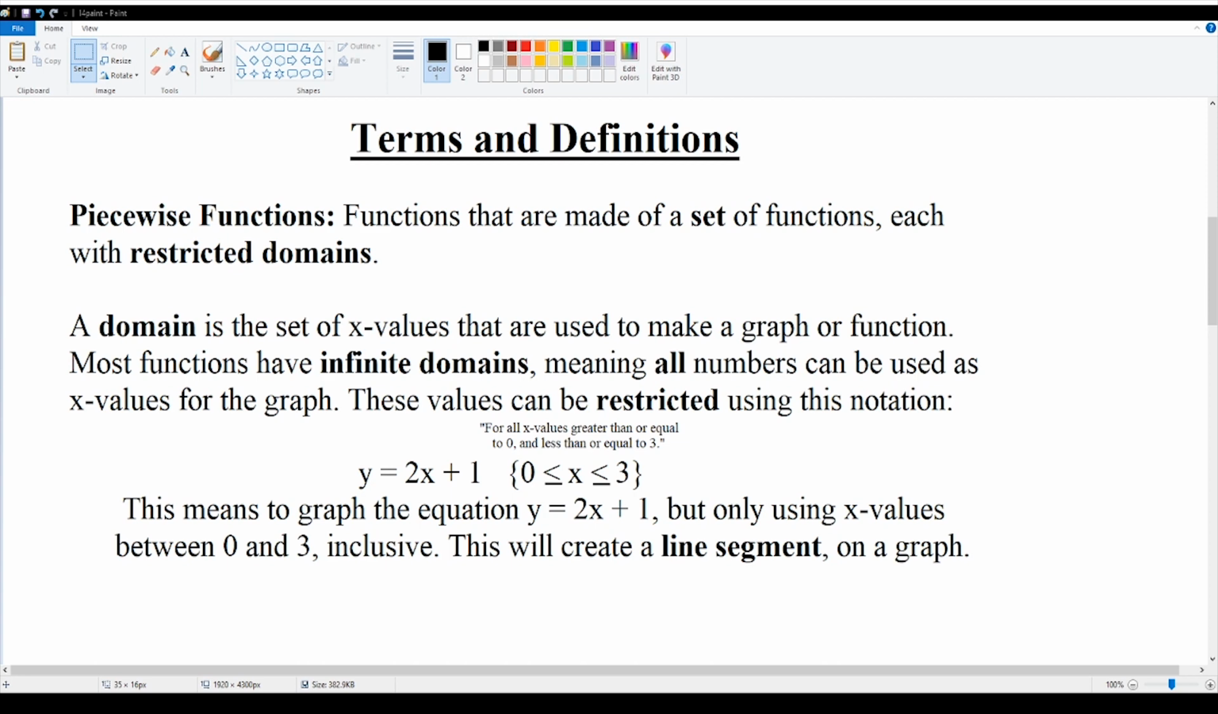A line segment is an equation that is only graphed between specific x values that are given to you either by a table or a domain restriction as seen here. This means to graph the equation y equals 2x plus 1, but only using x values between 0 and 3 inclusive, so 0, 1, 2, and 3, but no other points.